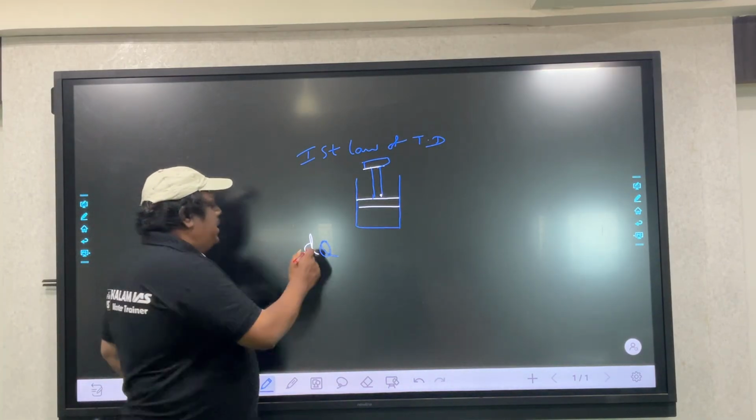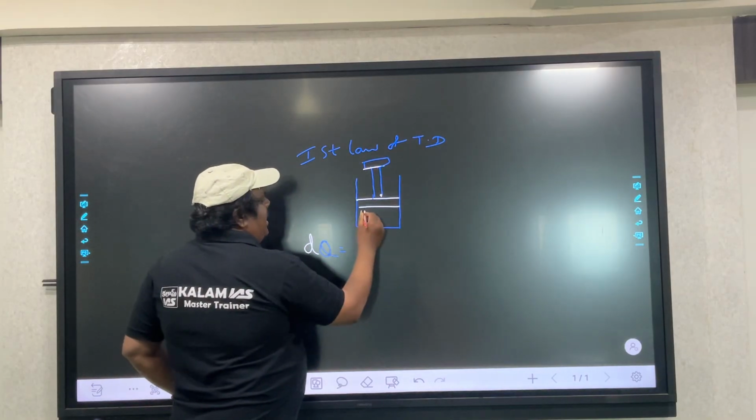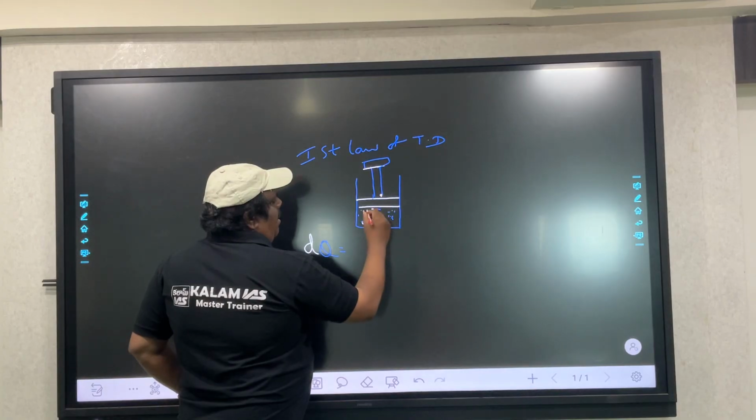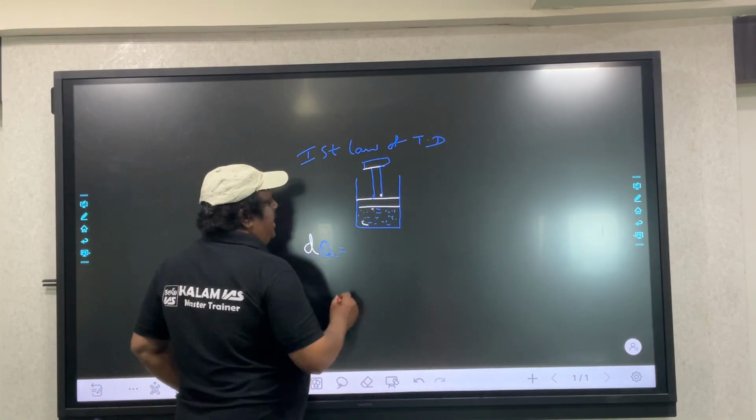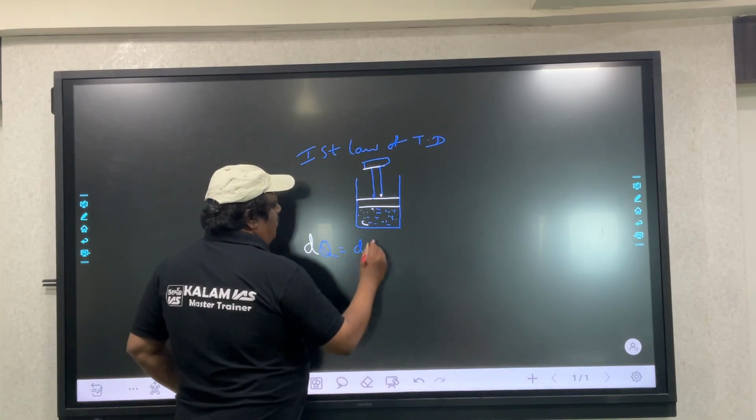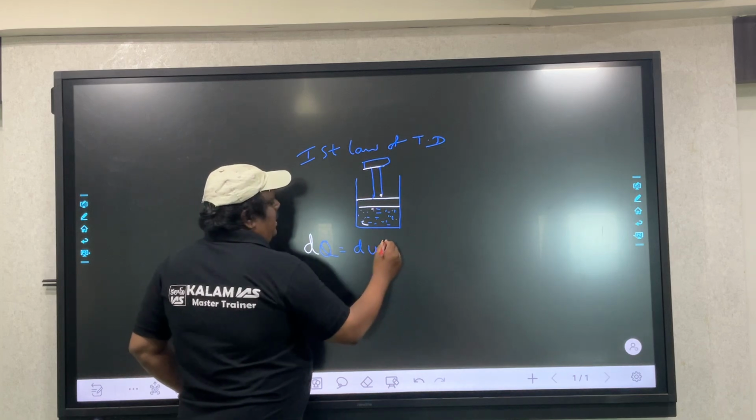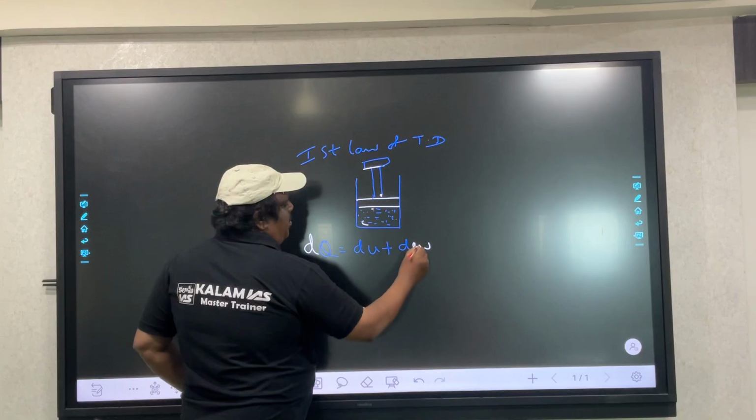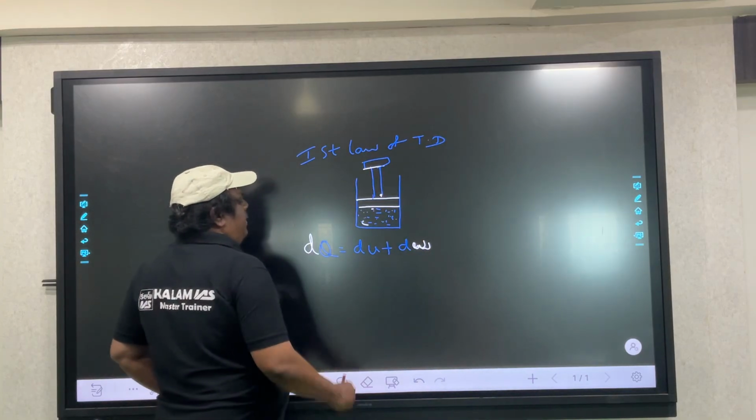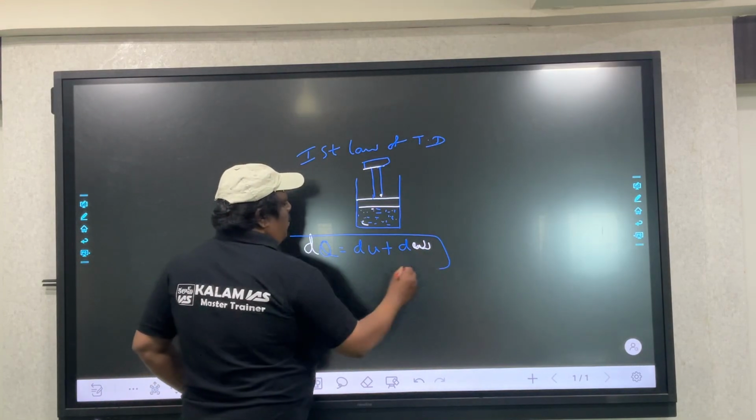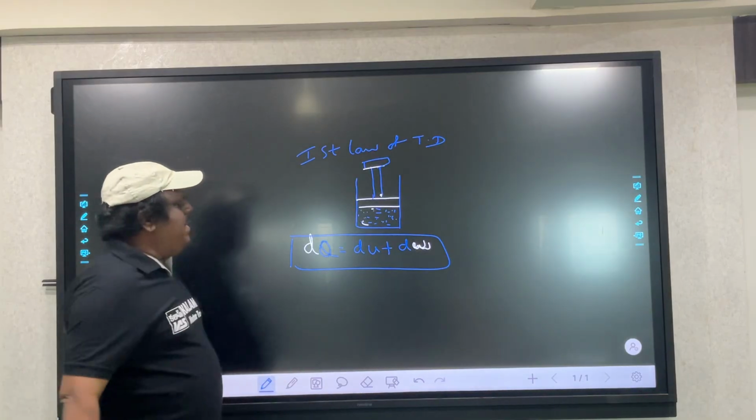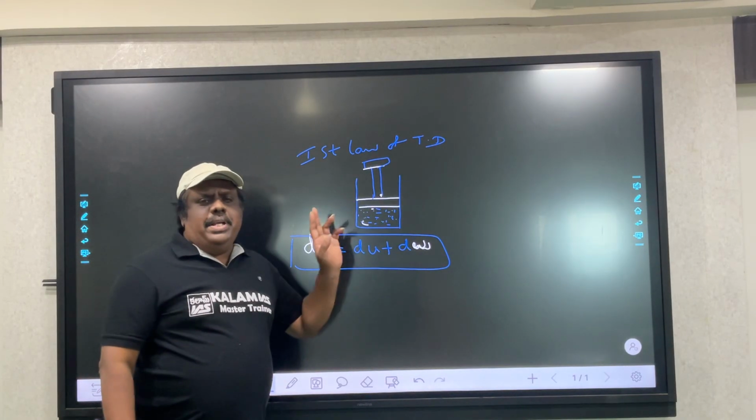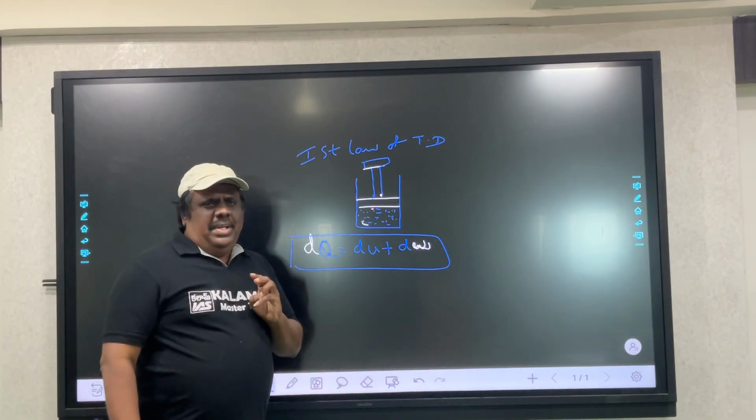One is that due to this quantity of heat, the internal energy increases, that means in between the molecules there is random collision. Internal energy of the system increases, and partly the quantity of heat supplied is converted into work. That means dQ is equal to dU plus dW. Here dU is the internal energy, dW is the work done.